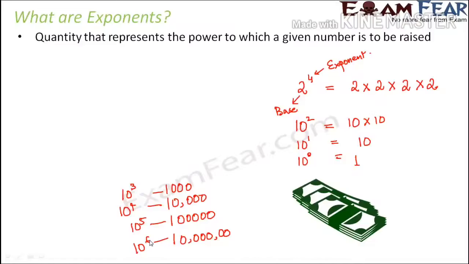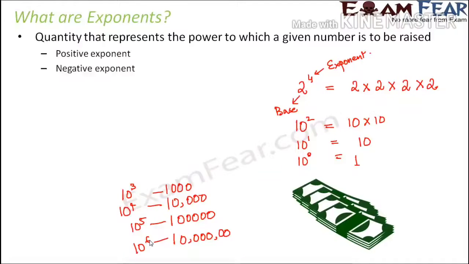Now you might be thinking that in all the examples I have considered so far, I have only been considering very big numbers. So how do we represent the smaller numbers? When we talk about exponents, we can have two categories of exponents, positive exponent and negative exponent. Positive exponents are those where the power is a positive number, like 2 to the power 4, 10 to the power 2, 10 to the power 1, 10 to the power 0. So these are all positive exponents.